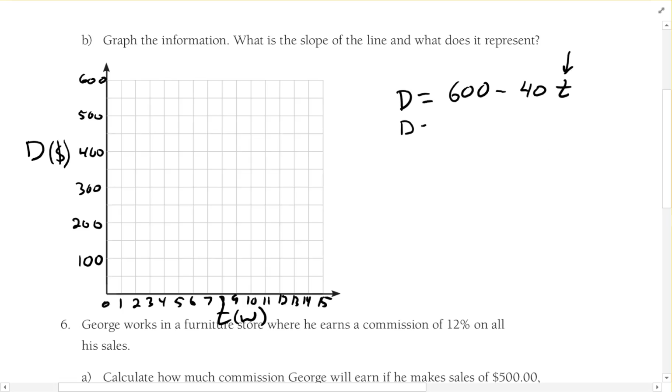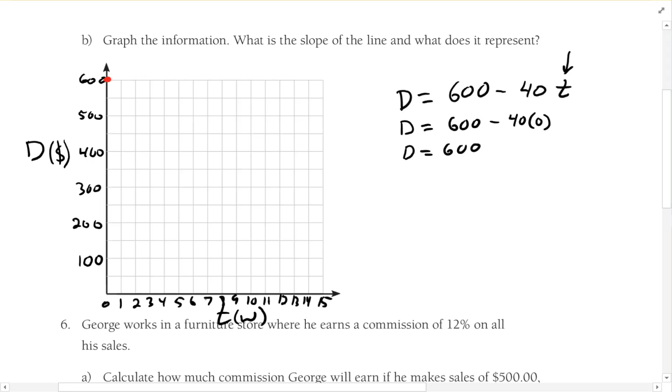So what we do is go d is equal to 600 minus 40 times 0. Well, 40 times 0 is 0, right? So this is just d is equal to 600. So our first point is right up here. It's going to start at 600, which makes sense. She got a $600 loan. It makes sense that's where she started, right?